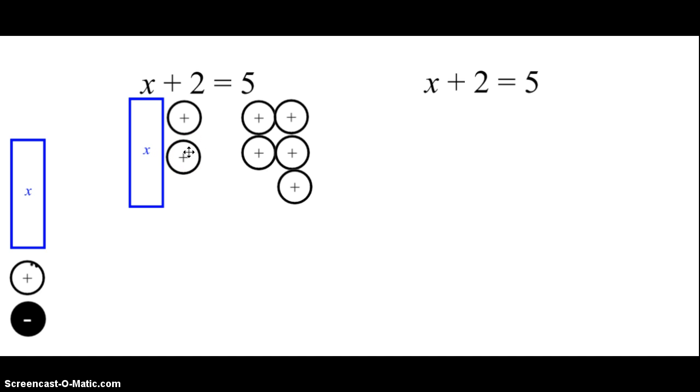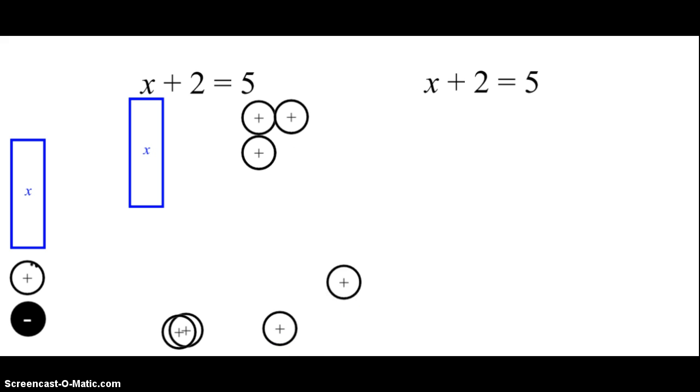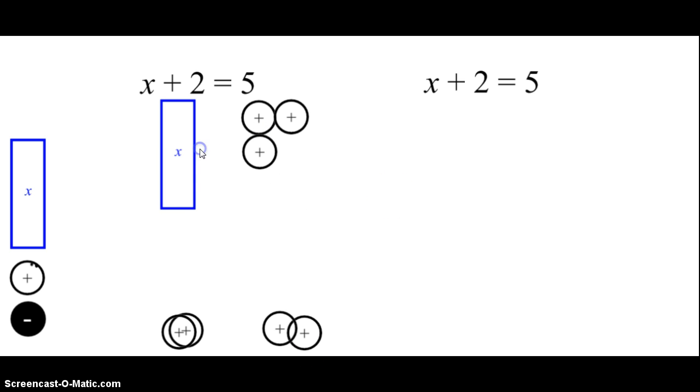Well, there's 2 different ways I can do this. I could just remove this counter and put it here, and remove this one and put it here. But remember, whatever I do to one side of the equation, I also have to do to the other. So I could just remove this one and remove this one and remove this one. You can just mark them out on your paper. And I removed too many. If I only remove 2, then you see that x has to be equal to 3 positives.